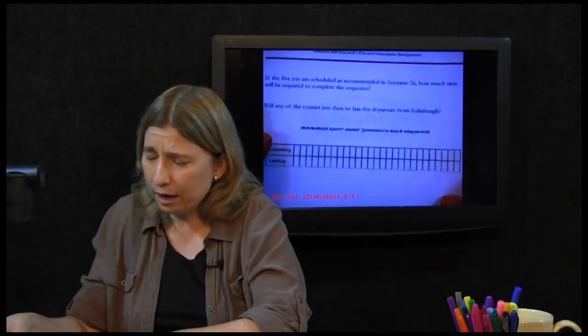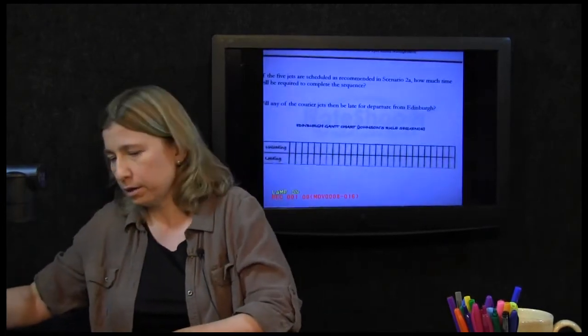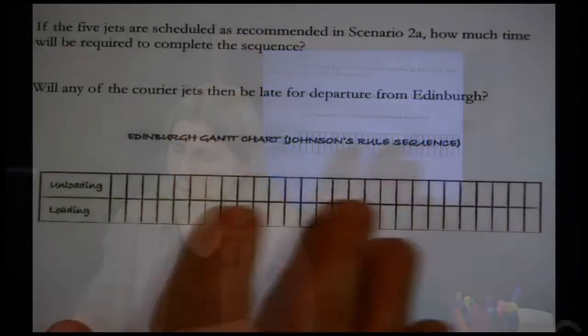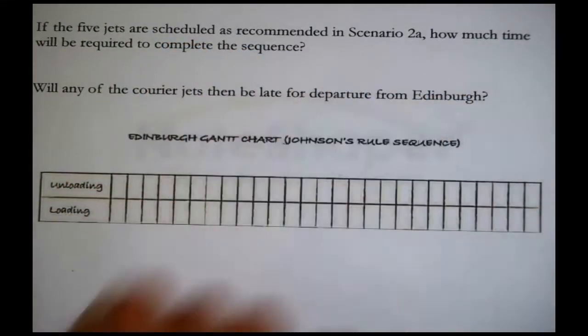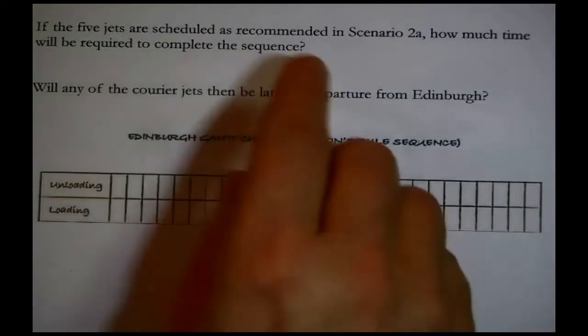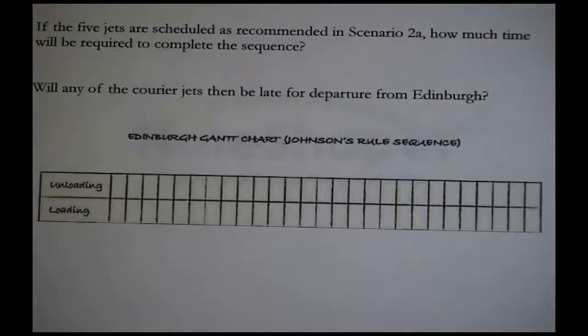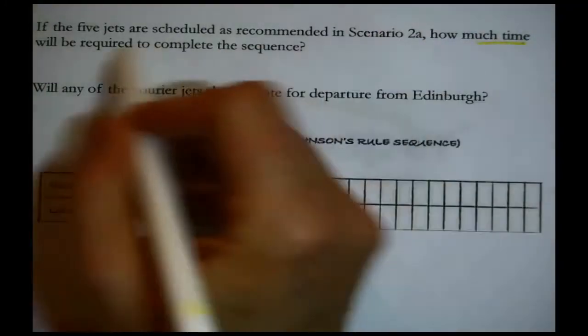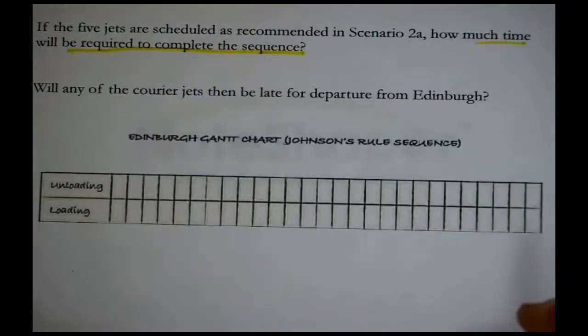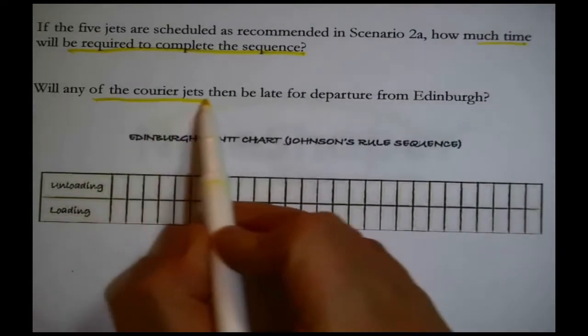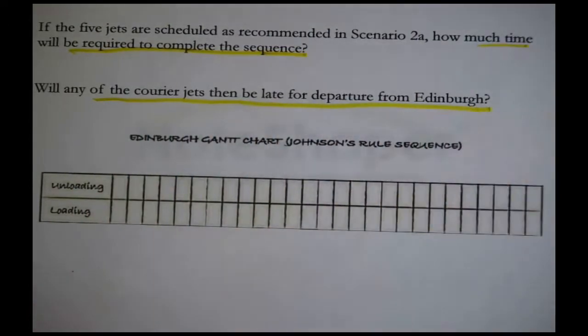We already have a sequence. If the 5 jets are scheduled as recommended in scenario A, how much time would be required to complete that sequence? That we never found out. Or would any of the courier jets be late for their departure from Edinburgh?